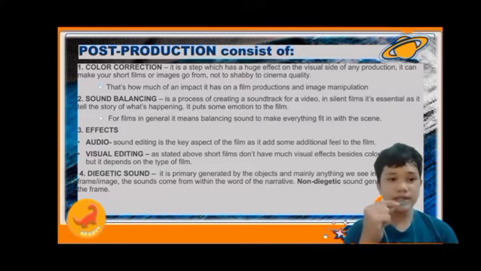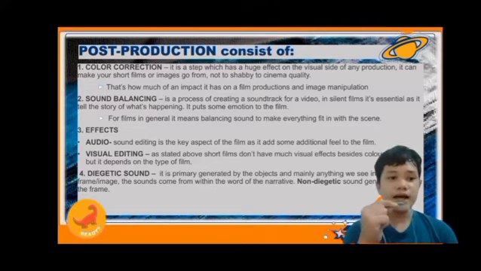Sound balancing is a process of creating a soundtrack for a video. In silent films, it's essential as it tells the story of what's happening. It puts some emotion into the films. For films in general, it means balancing sounds to make everything fit with the scene. Effects. Audio. Sound editing is a key aspect of films. It adds some additional feel to the films.